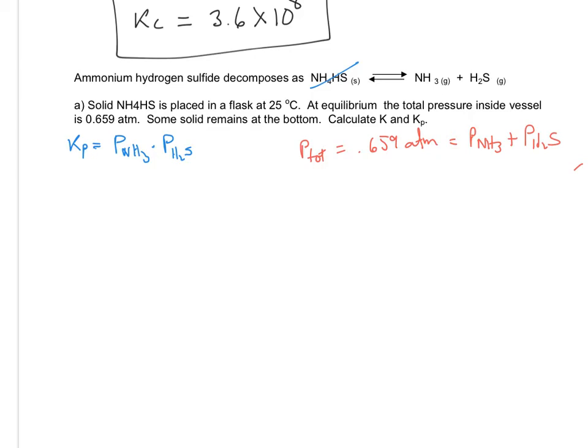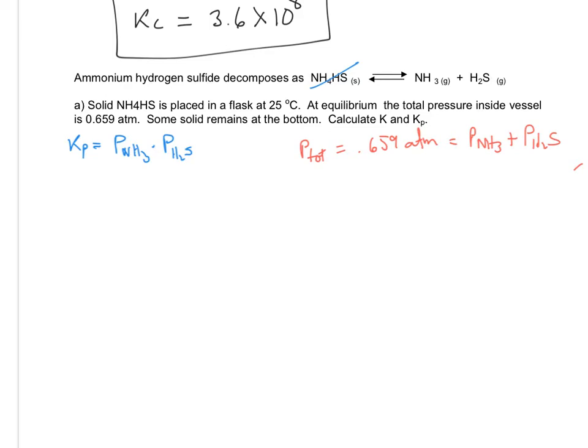What else do I know? Well, I know that initially I don't have any of these gases at the beginning of the reaction. I just have the solid. As the reaction goes by, I start forming these gases, and for every mole of ammonia that I form, I form a mole of H2S. So for every atmosphere of pressure for ammonia, there's going to be an atmosphere of pressure of H2S. Remember, partial pressures are related to moles. And because this is a 1-to-1 ratio, these are going to be the same partial pressure at equilibrium.